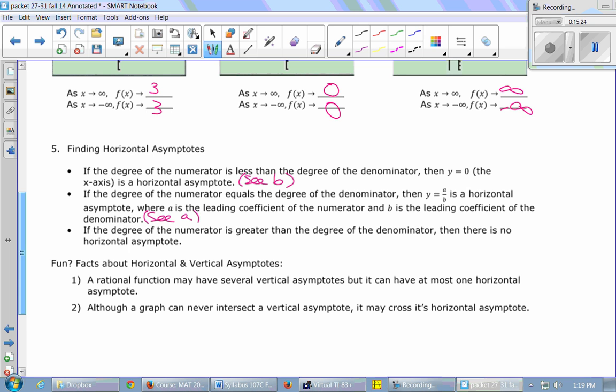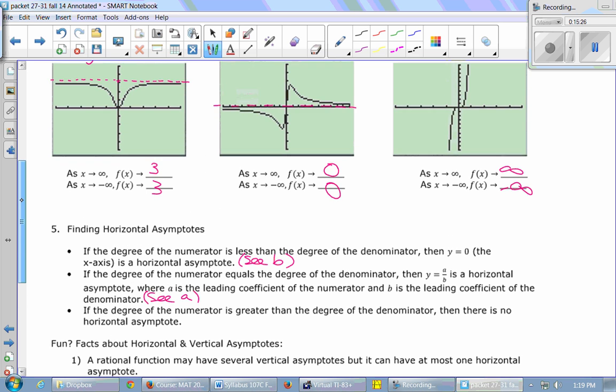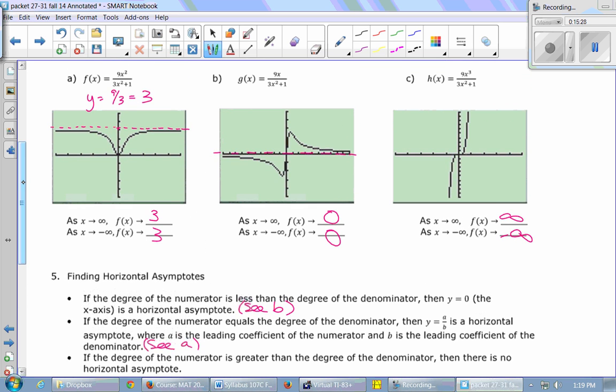And if the degree of the numerator is greater than the degree of the denominator, like in part C, we have a 3 on top and a 2 on the bottom, so numerator bigger than the denominator, there is no horizontal asymptote, always.